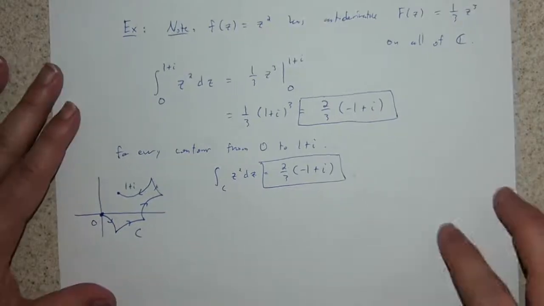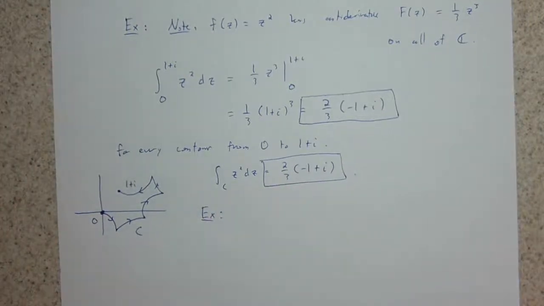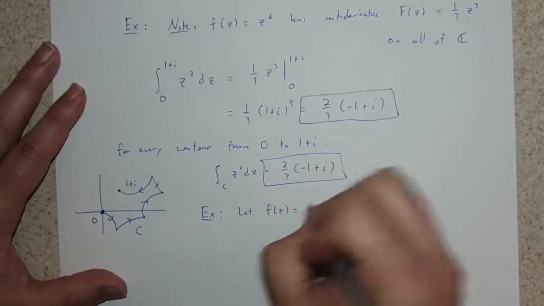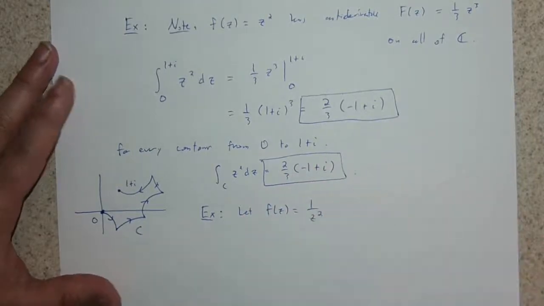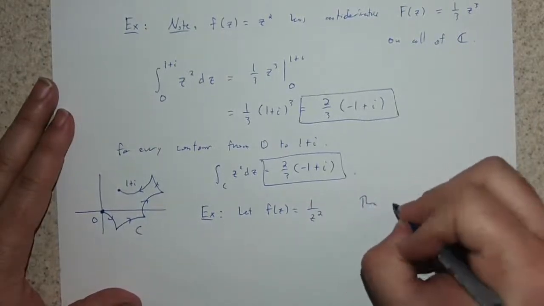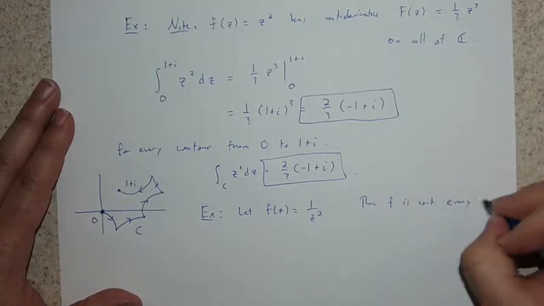All right. Here's another quick example to show the usefulness of this. Let f of z be, say, 1 over z squared. Then little f is continuous everywhere except the origin.